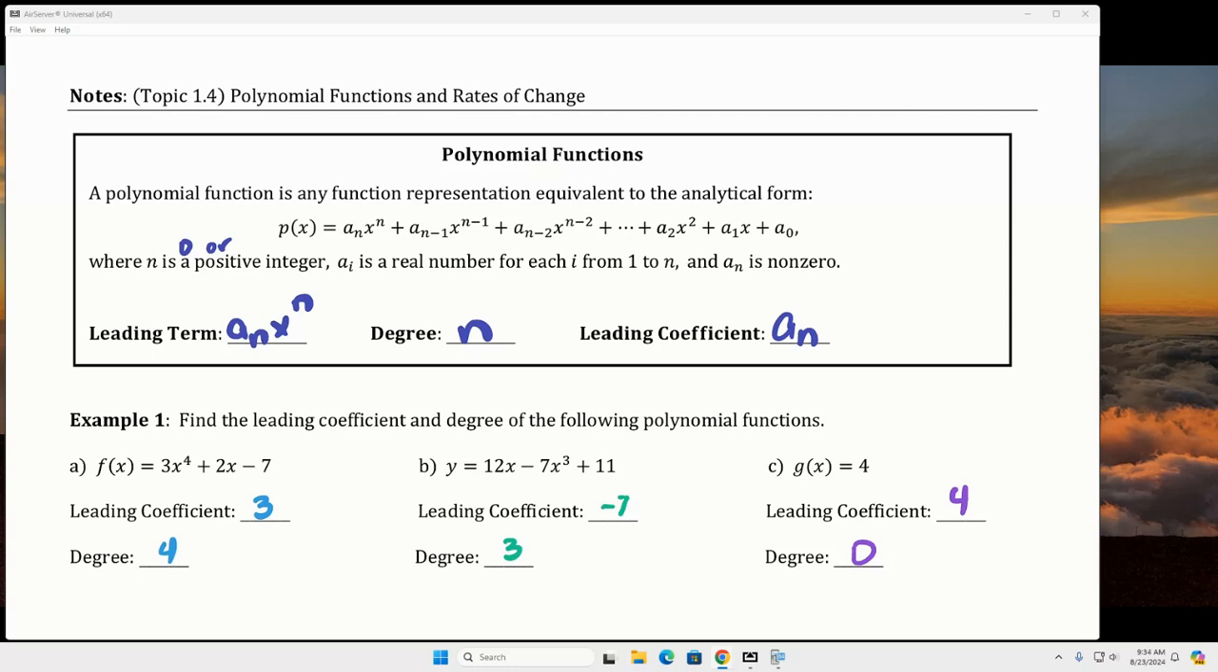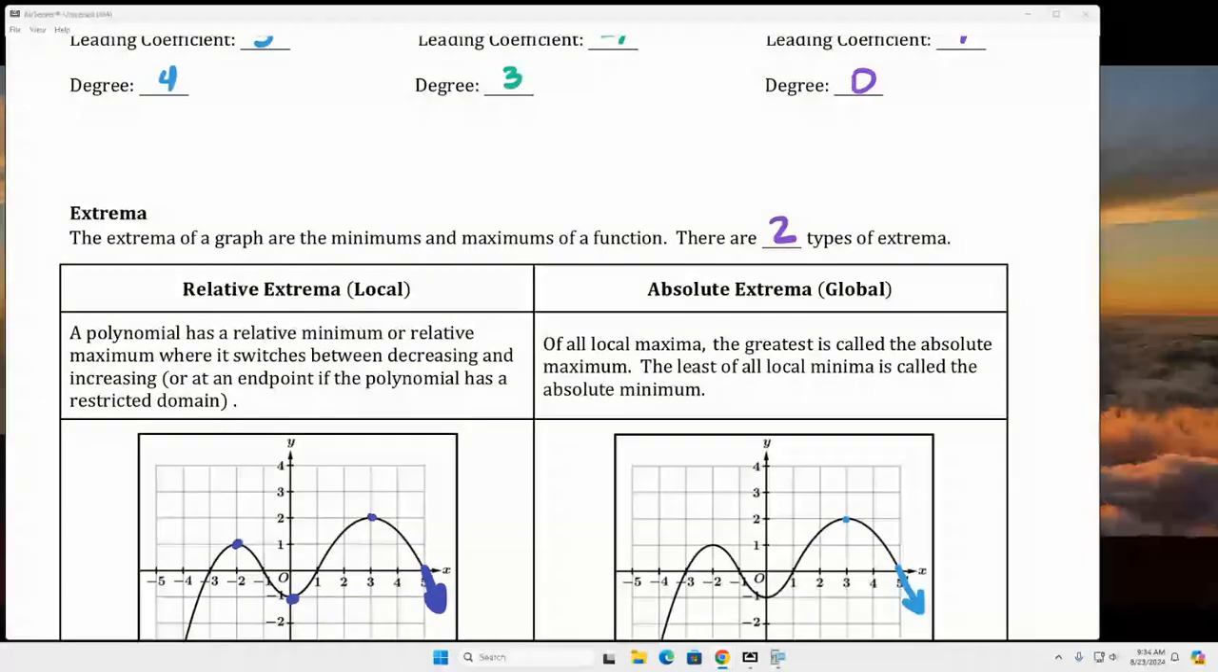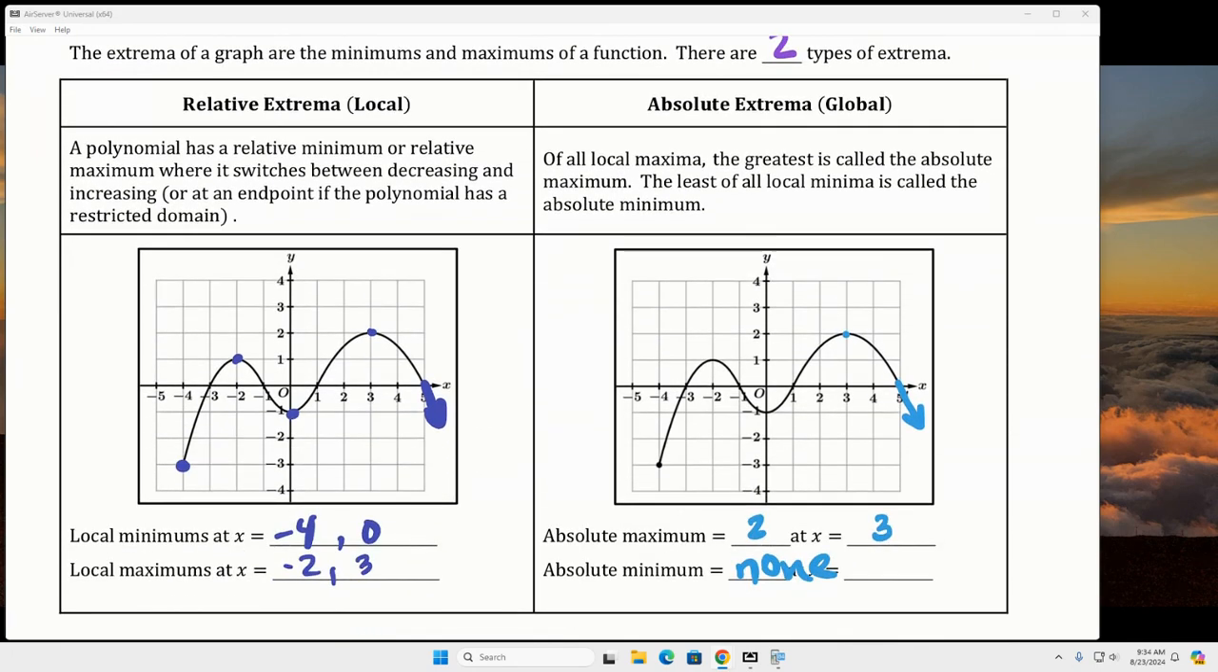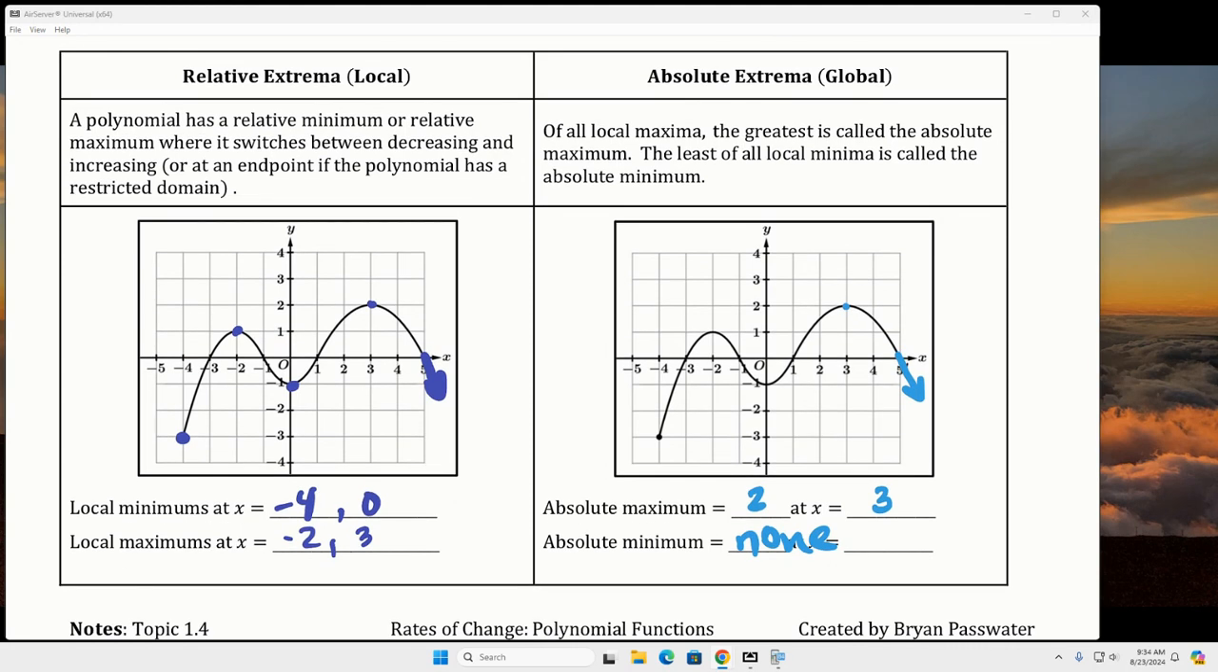All right, so just a refresher. Yesterday we talked about polynomials. We talked about relative and absolute extrema. And just a reminder, the relative extrema can happen where a function changes from increasing to decreasing or decreasing to increasing. Where else can a local or relative extrema occur?